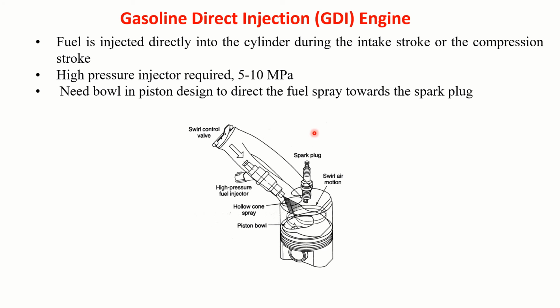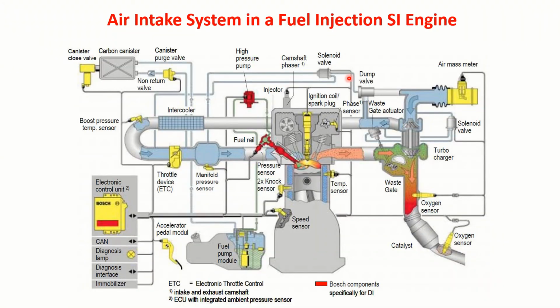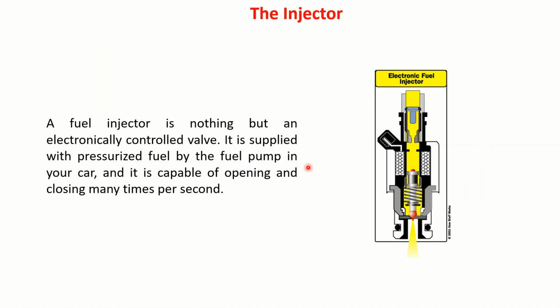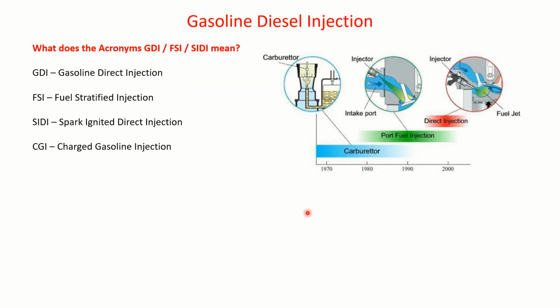The further advancement of MPFI is gasoline direct injection. Here the fuel is injected, as you have seen, only in the inlet port. Now I am talking about injecting directly into the engine cylinder. Fuel is injected directly into the cylinder during the intake stroke or compression stroke. A high pressure injector is required, around 5 to 10 megapascals. A bowl in the piston design is needed to direct the fuel spray towards the spark plug. That's the thing. Here, you create the swirl motion as you are injecting the fuel.